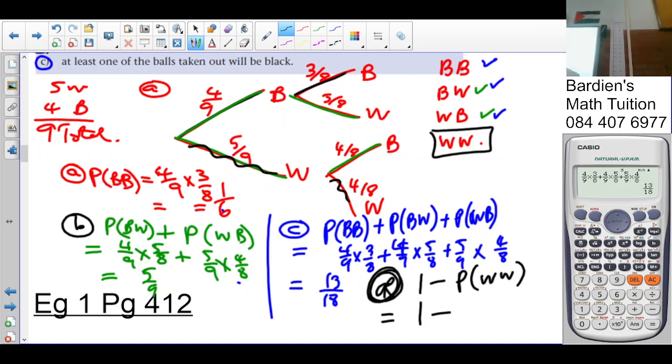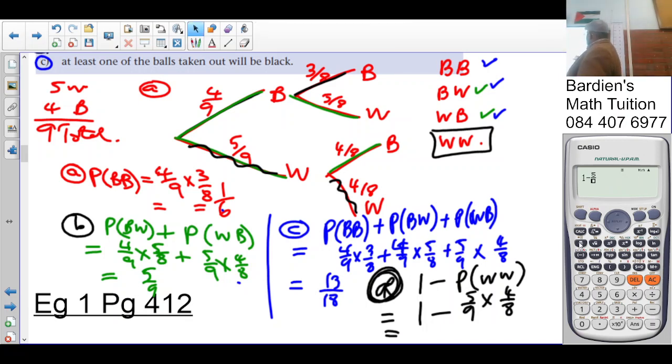So there's going to be 1 minus the probability of white. If we follow the branches, it would be 1 minus 5 over 9 times 4 over 8. That gives us 13 over 18. Okay. So instead of doing this long calculation, we could have just used the complementary rule, which says that when we add the two subsets, it gives you an answer of 1.